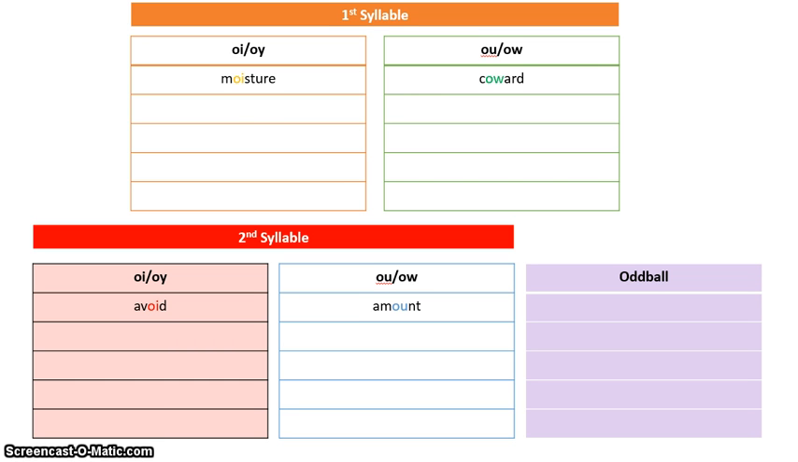In avoid, you're going to take your red colored pencil and highlight the OI sound, but it's in the second syllable. And then you're going to take your blue colored pencil and highlight the OU, the ow, in amount, but it's in the second syllable. So that's kind of our pattern. That's what we're looking at. Don't glue, because I want you to be able to practice this tomorrow.